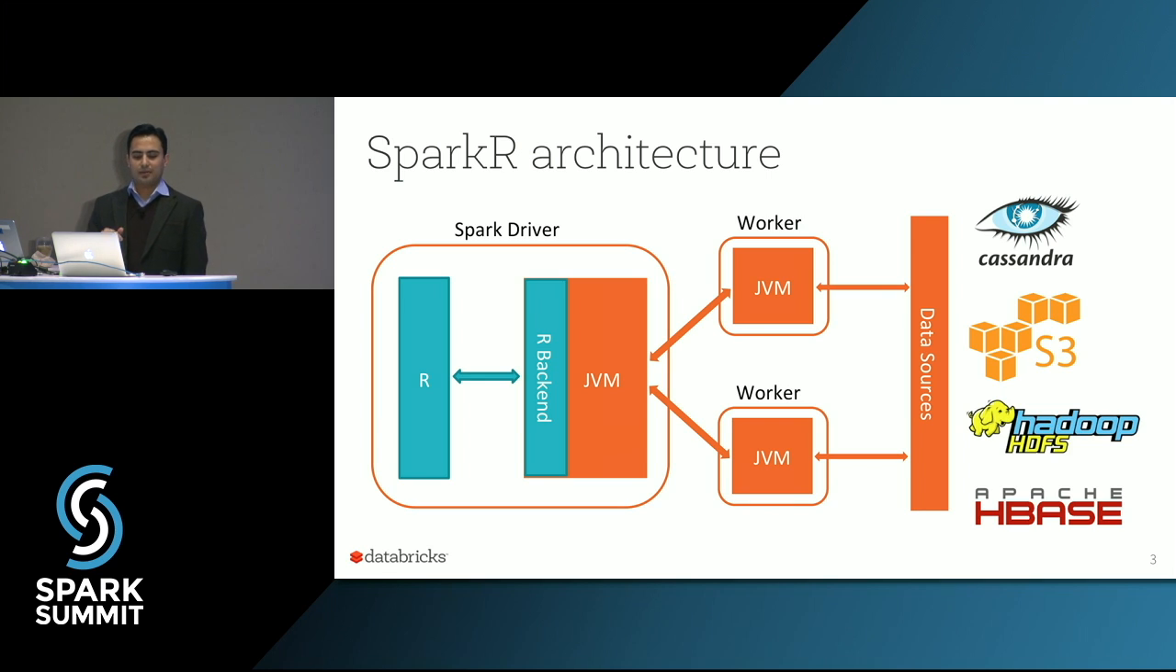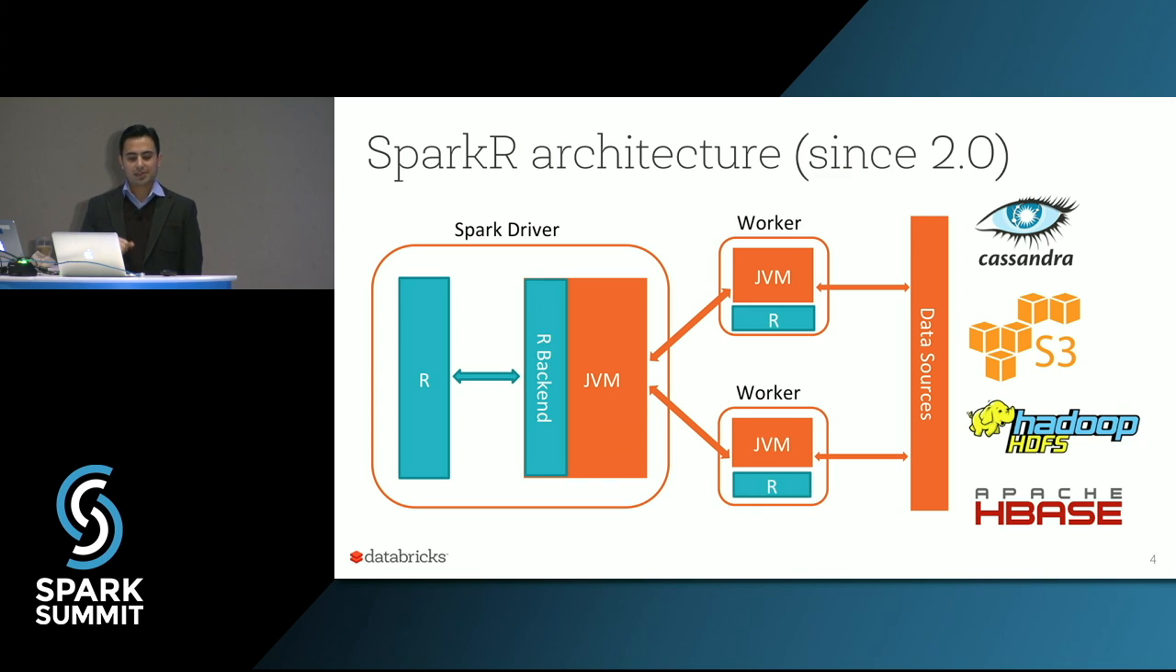And because this is Spark, you can read data from a variety of data sources into the workers. What I want to emphasize here is that normally when you are interacting with distributed data, the data is being handled by the JVM of the workers. Since Spark 2.0, we have the ability of running ephemeral R processes on the workers. And that's what enables the new UDF functionality in SparkR.